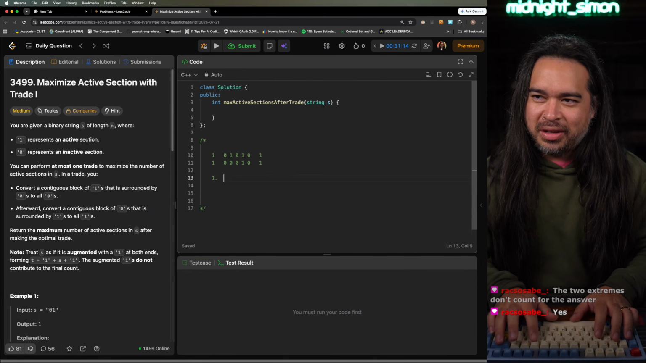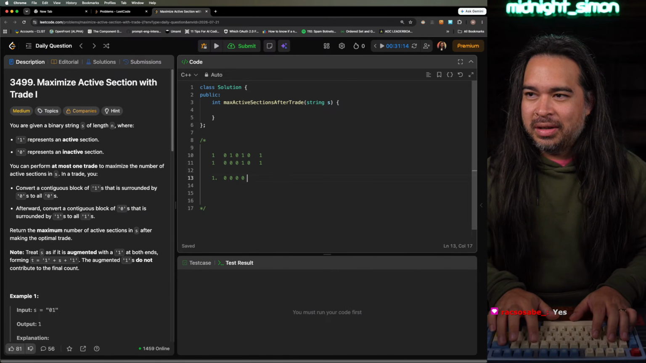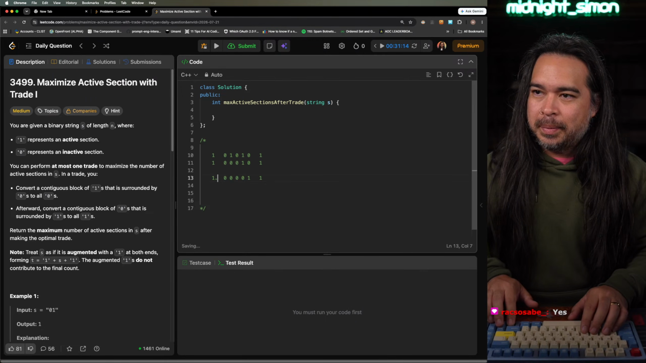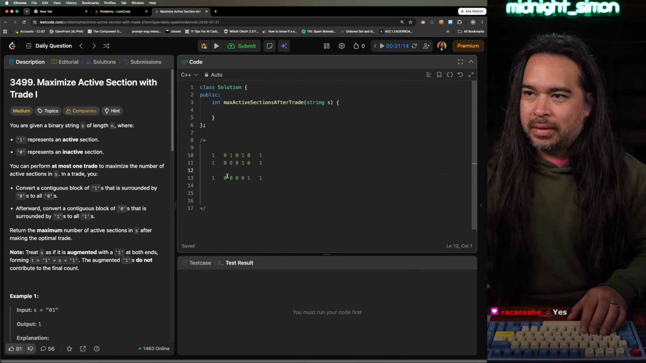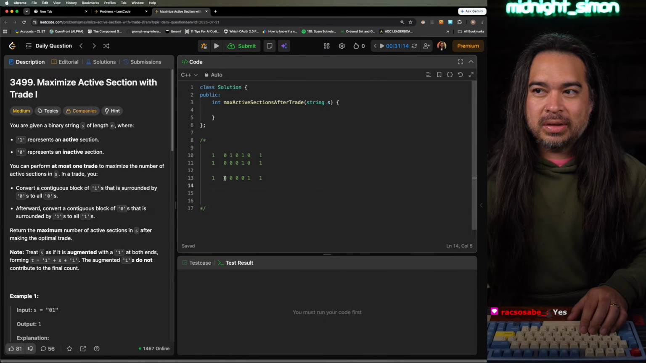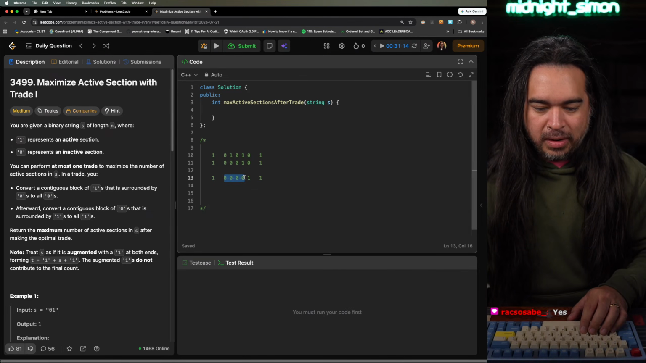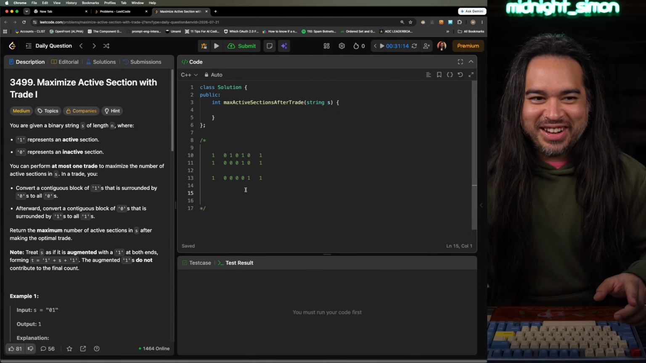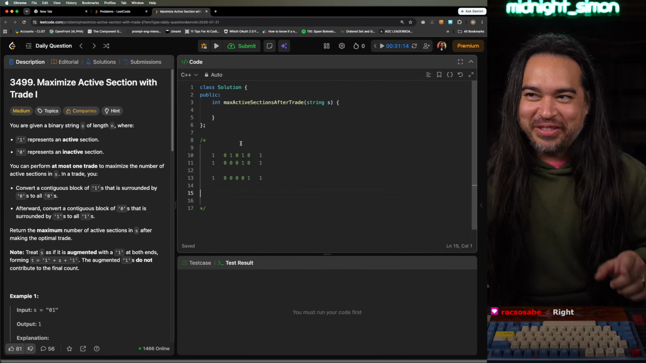Because, all right, I'm thinking of a case where it's something like this. Then I guess this group, I guess it's just for every group of zeros, look left and look right and add those together of the ones. I'm gonna try that. I don't know if that is right, but it feels right.